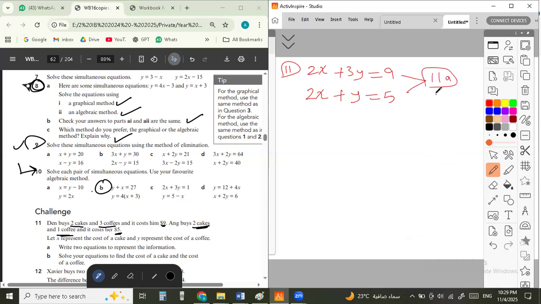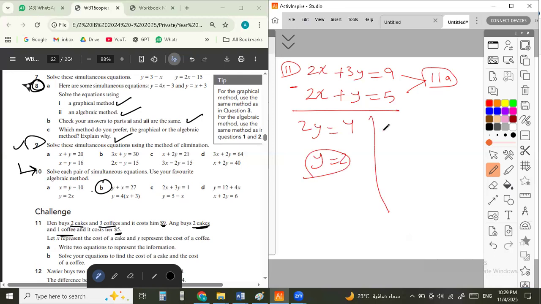Tab 11B, they want you to solve your equations to find the cost of a cake and the cost of a coffee. So find the value of X and Y. All right, I'm going to subtract the equations to help me eliminate Y. Bye-bye. 3Y minus Y is 2Y equals what? 9 minus 5 is 4. Then Y is just 2.